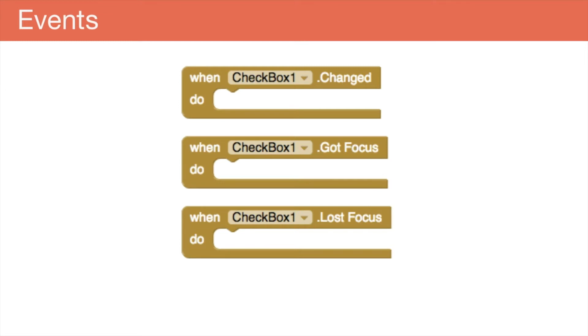So there's three events that you can use with the checkbox. There's the changed, there's got focus, and there's lost focus. Changed obviously happens when the user checks or unchecks the box. That's a change. Got focus is when they click on the checkbox, and lost focus would be when they click on something else. So when that checkbox loses focus, it's no longer the center of attention, essentially.